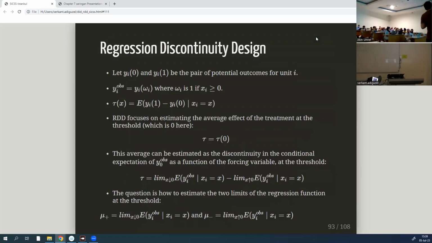So just a little bit of notation. This is what we want to estimate, conditional on some covariates. I'm approaching the outcome from the left and from the right, and they just jump at the threshold, right?